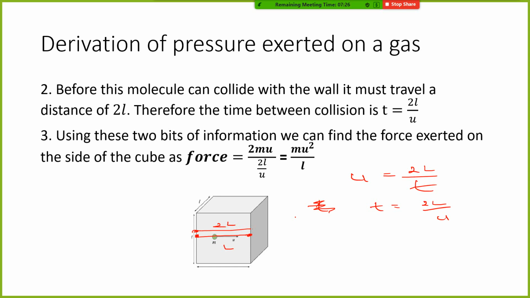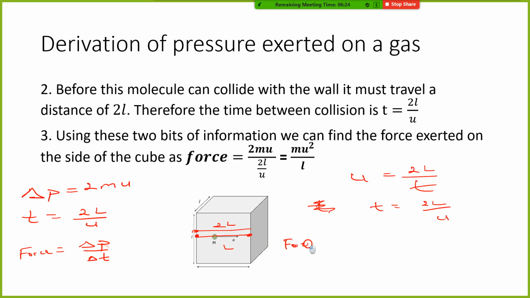Now the next thing we're going to look at is using these two bits of information that we just looked at a while ago. The first bit is the whole momentum thing: our change in momentum was equal to 2mu. And we found that t is equal to 2L divided by u. If we put this information together to find the force, we can recall what Newton said about force: force is equal to the rate of change of momentum. We know the change of momentum, and we know the time, so we can now come up with an equation for force.